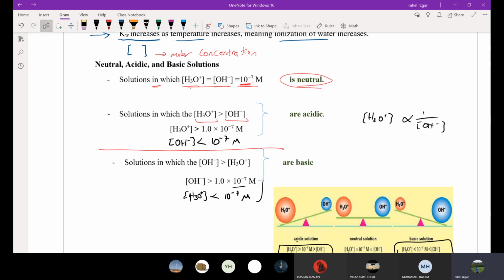And everyone, please be careful. 10 to the power minus 5 is bigger than 10 to the power minus 7. Some students get confused or they forget about this during the exam. Not now, during the exam.